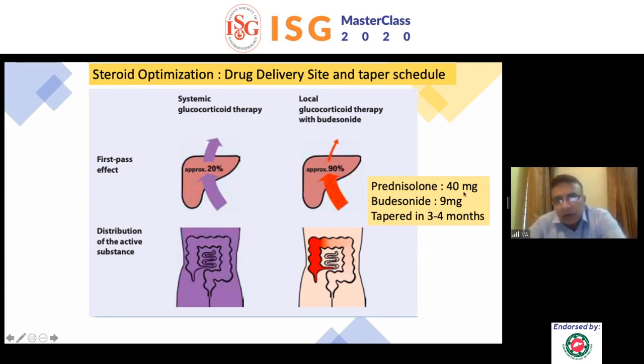Generally, you start in a dose of 9 milligrams of budesonide and 40 milligrams of prednisolone. No point starting high doses, and taper off in 3-4 months. That's very important. Do not let them marinate in steroids for months and months.